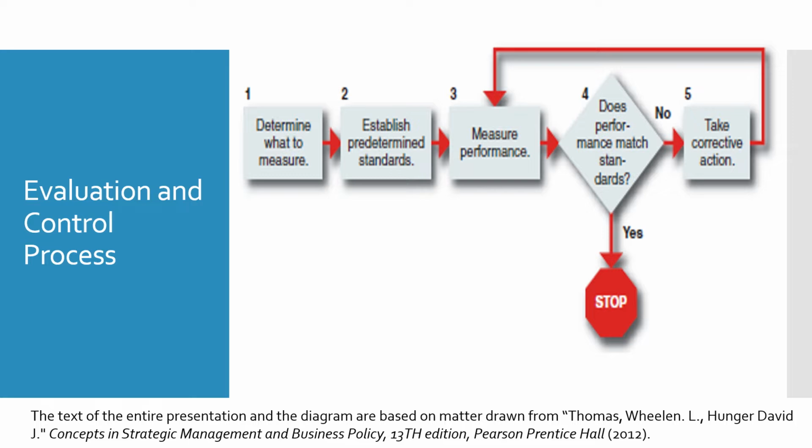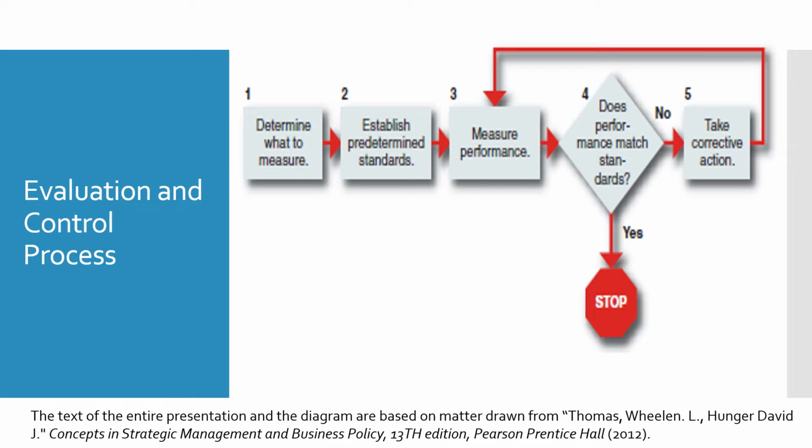So we determine what to measure, where top managers and operational managers need to specify which implementation processes and results will be monitored and evaluated. Second, we establish standards of performance. Standards used to measure performance are detailed expressions of strategic objectives. Each standard usually includes a tolerance range, which defines acceptable deviations.